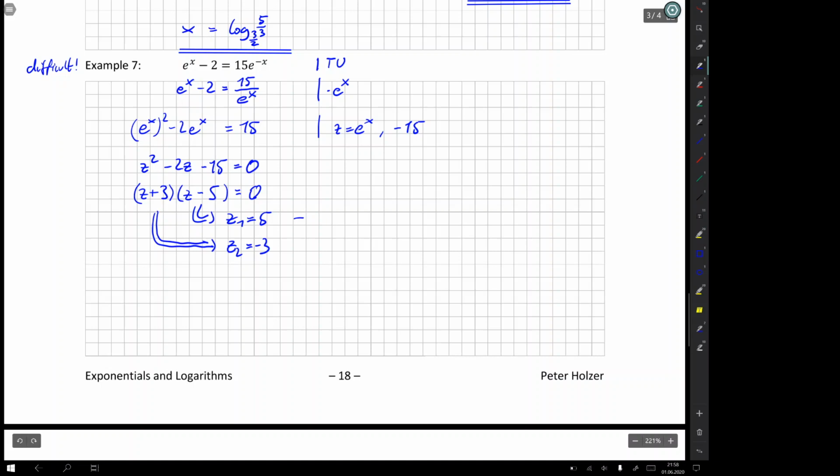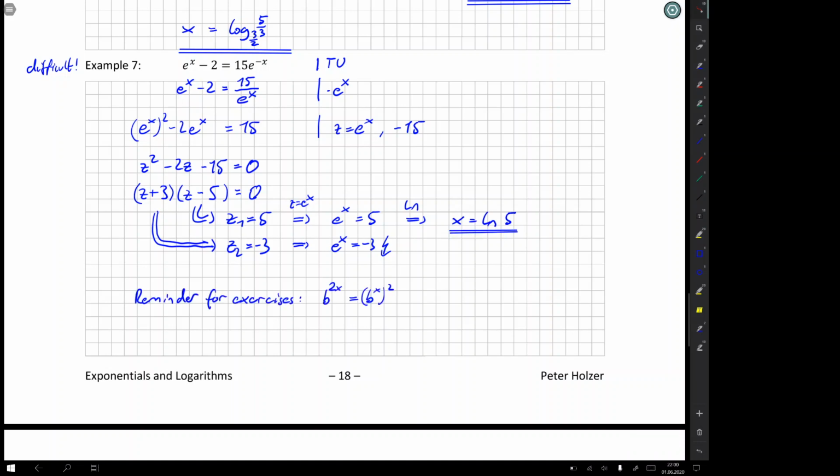And now we replace back using z equals e to the power of x. So we have e to the power of x equals 5. So to find x, we take ln, and we get x is ln of 5. Here we get e to the power of x equals minus 3. Well, a power expression can never be negative, so there is no solution here. We have got only one solution.